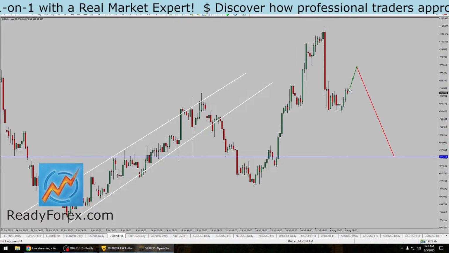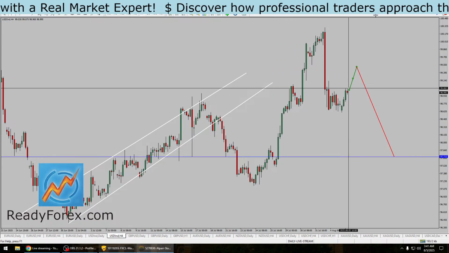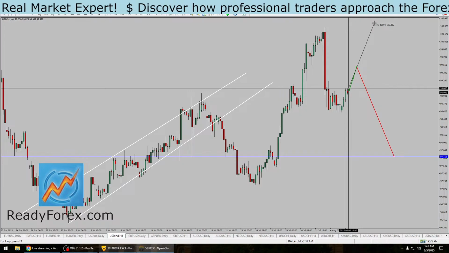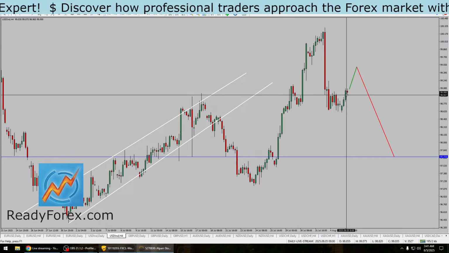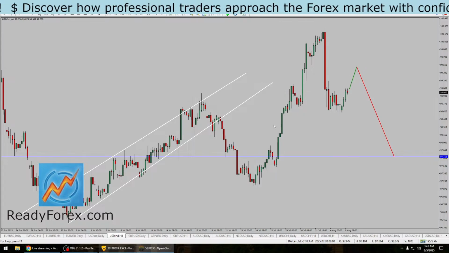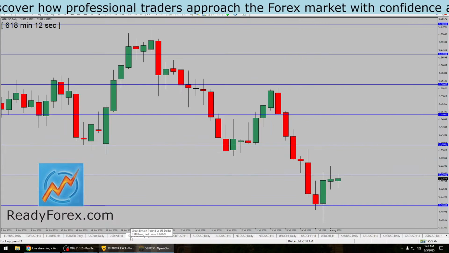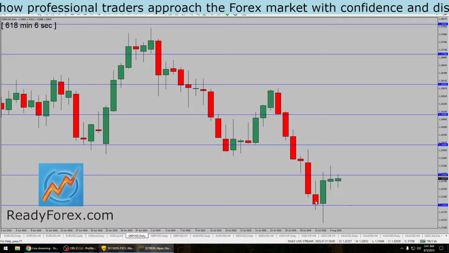Okay, it is possible that we might get a complete reversal in the US dollar index, but that's a low probability. Some sort of a bullish leg is probably going to happen. Next one is the pound dollar, the GBPUSD currency pair.